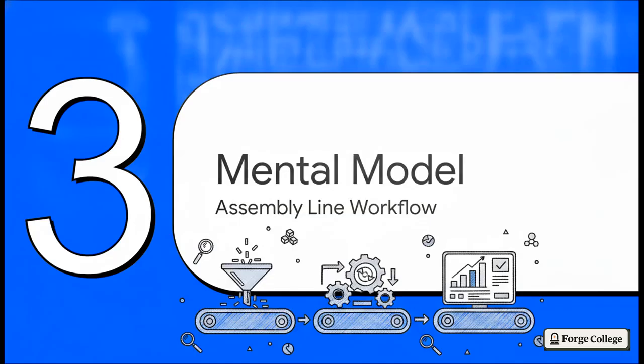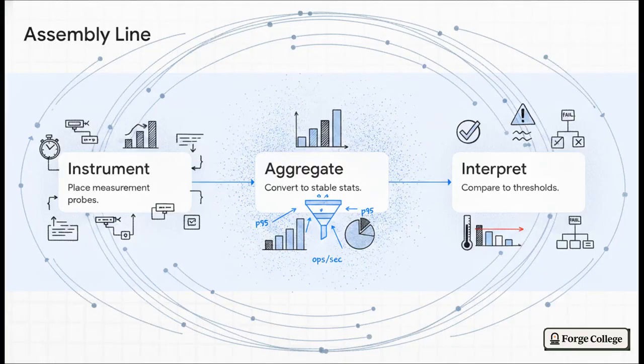Section 3. Instrument, aggregate, interpret, our assembly line workflow. So we know what we're looking for, but how do we get it without drowning in data? We use a really simple 3-station assembly line mental model. First, we instrument. We literally place sensors, like timers and counters, onto the code you already wrote. Second, we aggregate. We take thousands of raw timestamps and compress them into those stable statistics we just talked about, like the P95 or operations per second. And finally, we interpret. We take those aggregated numbers, compare them against our required thresholds, and make a definitive pass, warn, or fail decision.